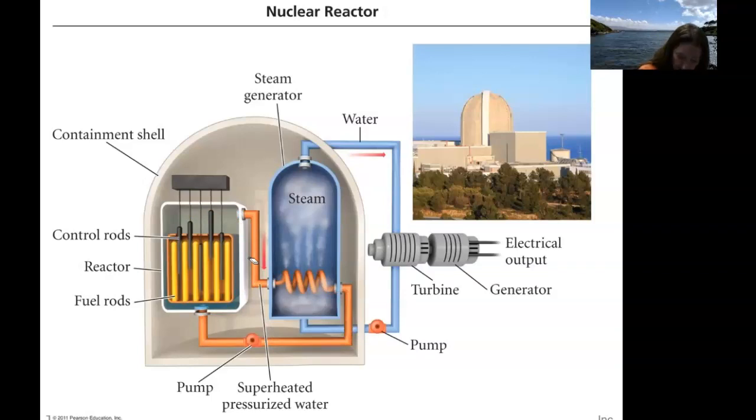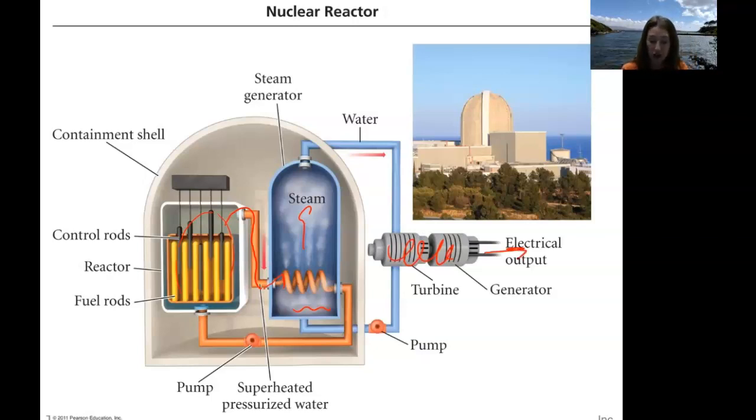Now, what happens is this heat is enormous that's produced, and we're going to talk about that in just a couple minutes. And so what happens is the heat travels down this pipe, and then there's water here, which then produces steam. And the steam turns the turbine, which produces the electricity.